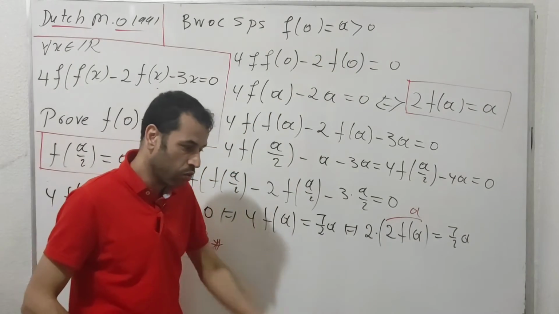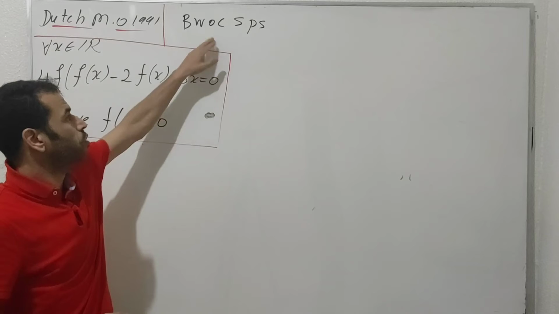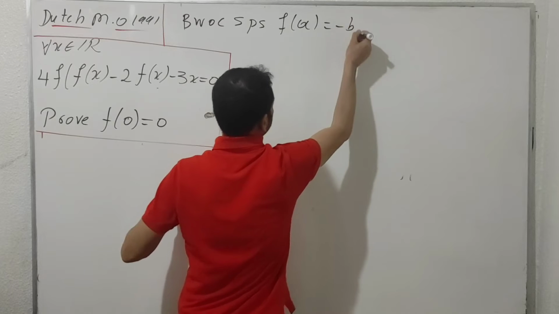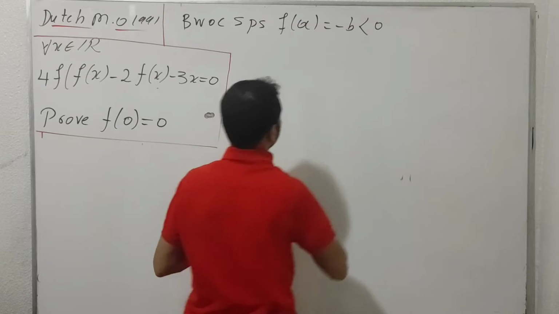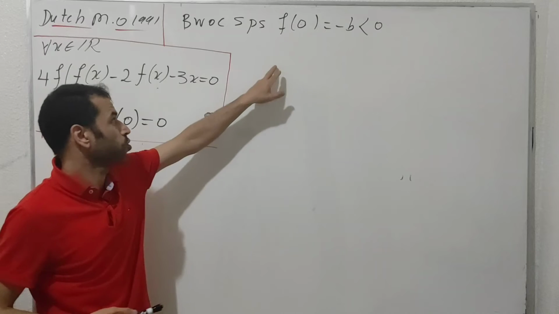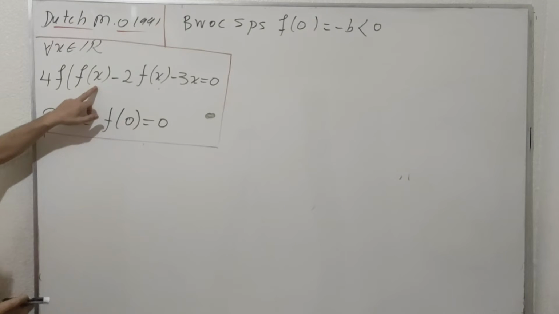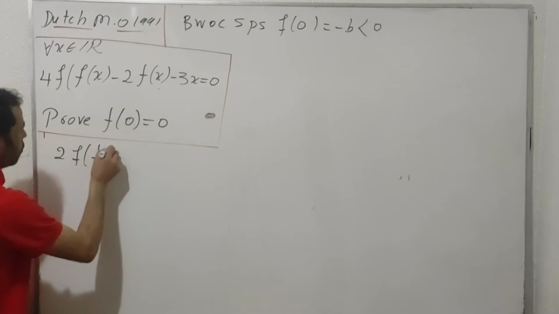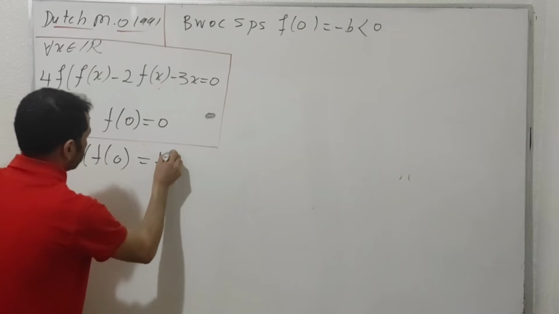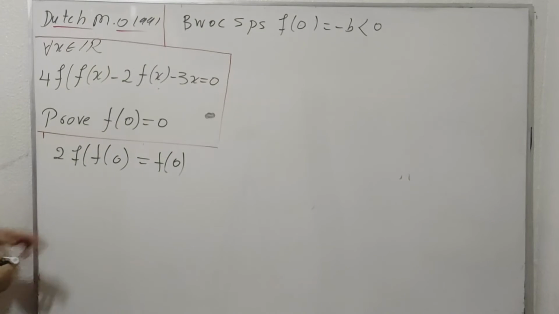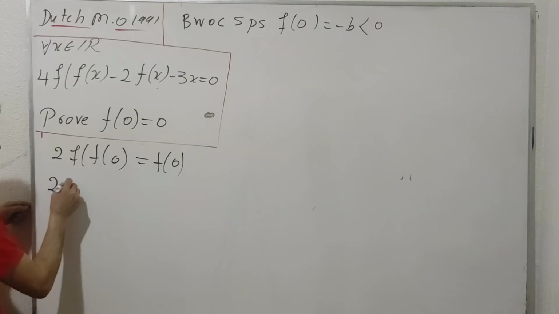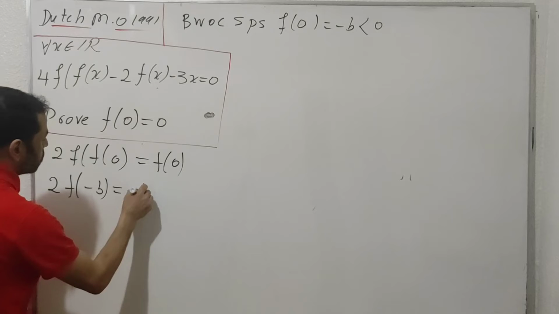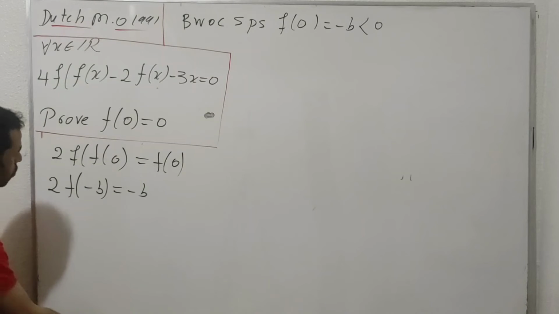Now let's move on to work on the other side. By way of contradiction, suppose f of 0 equals minus b, which is strictly less than 0. Okay, now I'm almost doing the same job. So as I did before, by replacing x with 0 here, I get 2f of 0 equals f of 0. By replacing f of 0 with minus b, I will get 2f of minus b equals minus b, like this. Okay, so I'm going to use this fact now.